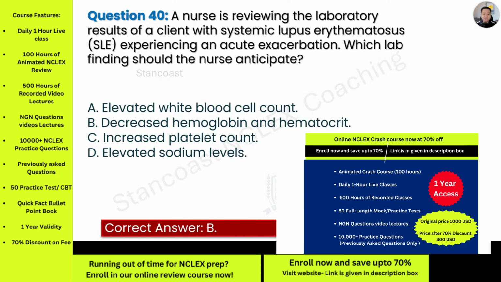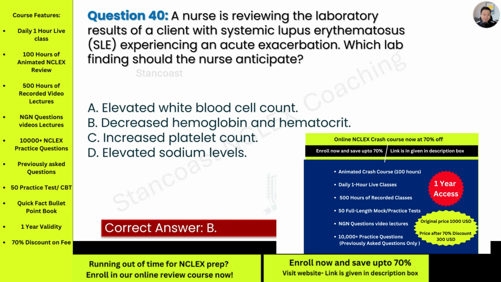This is known as anemia of chronic disease, which results from persistent inflammation and immune-mediated processes that suppress red blood cell production. In addition to that, hemolysis can also occur due to the formation of autoantibodies against the red blood cells, which further contributes to the low H&H.